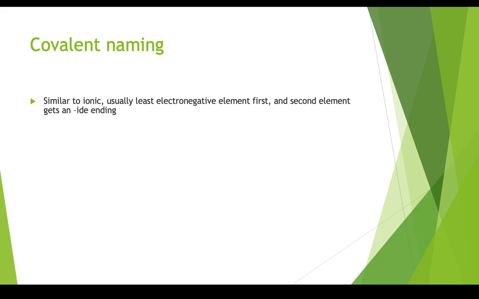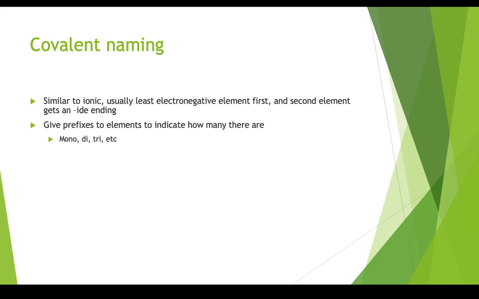If you're trying to figure out which one gets the "ide" ending, because there are no ions, it's covalent, it's still really just the order the formula is written in. Like what we learned with Lewis structures, the first element is usually the least electronegative element, so that one won't get the "ide" ending. The "ide" ending goes on the element that usually shows up last in the formula.